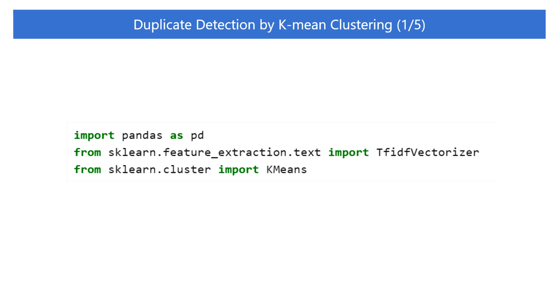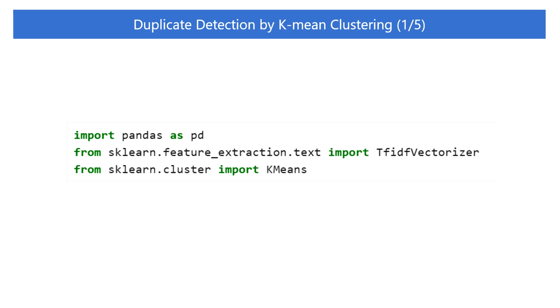TF-IDF vectorizer is a function that converts text data into numerical vectors using TF-IDF, that is, term frequency inverse document frequency. A TF-IDF represents the importance of words within a document. In this code, it transforms the employee names, which is text data, into a numerical vector so that they can be processed by the k-means clustering algorithm.